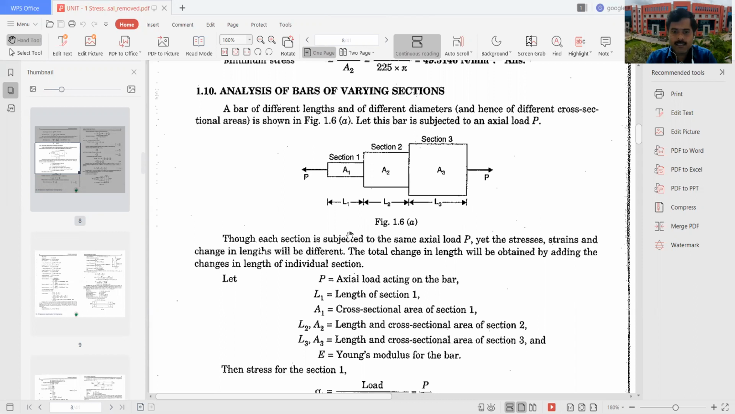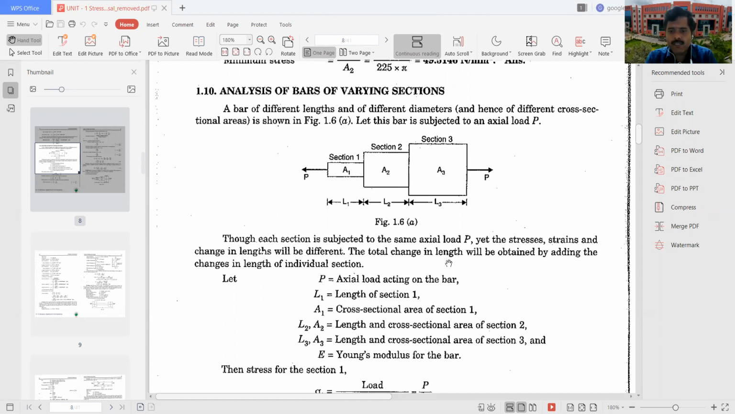Though each section, section 1, section 2, section 3, is subjected to the same axial load P, yet the stresses, strain and change in length will be different. Because of the different length and area, the stresses, strain and change in length, elongation, will be different.